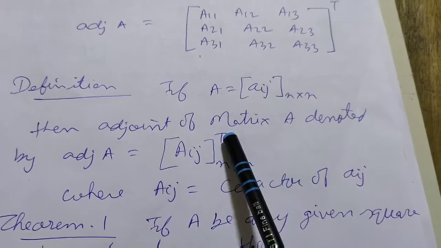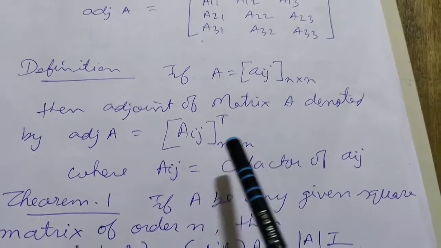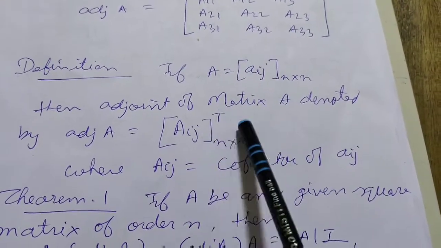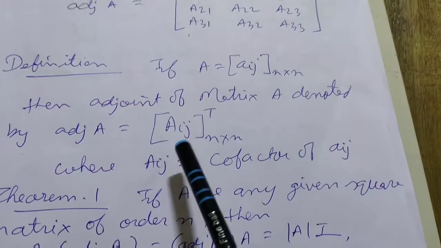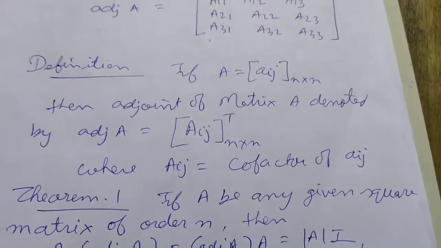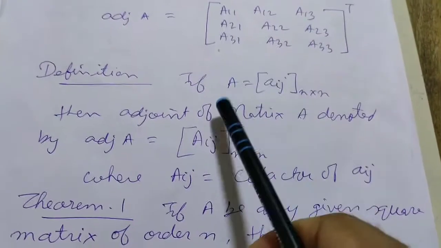then the transpose of that matrix. We do not take the matrix [Aij] n cross n itself, but we have to take the transpose of the matrix [Aij], where capital Aij is the cofactor of the elements of the matrix A.